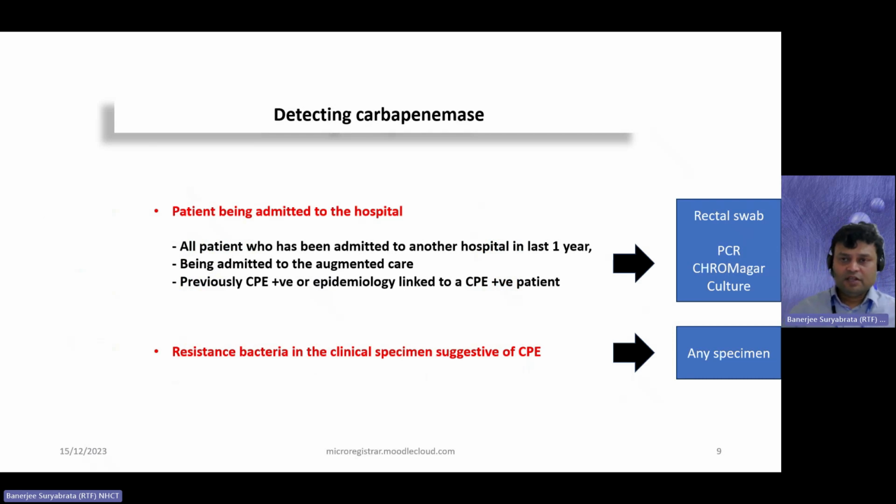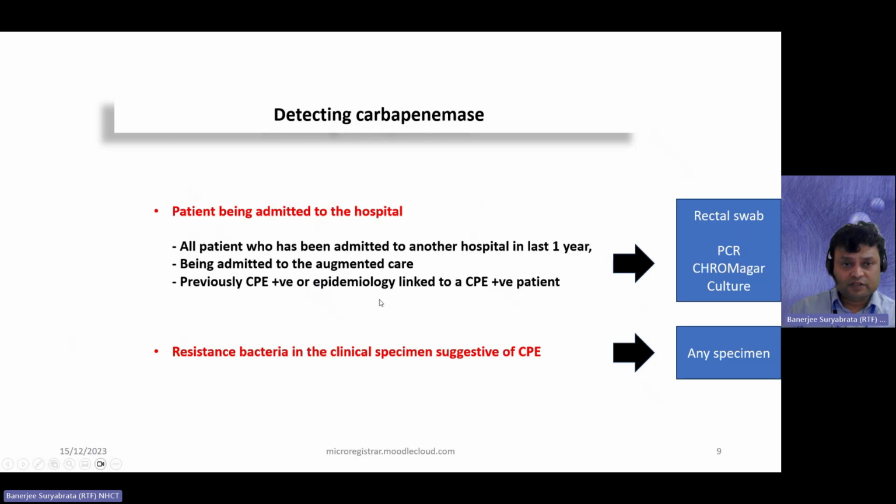Detecting carbapenemase. You might detect carbapenemase in 2 situations. One, when a patient is being admitted to the hospital, then UKHSA suggests that we should be screening certain groups of patients for carbapenemase. And second is a clinical specimen, like a blood culture, urine culture, fluid culture. When you find an organism which may look like a carbapenemase producer, you might need to take it through to see whether there is a carbapenemase there.